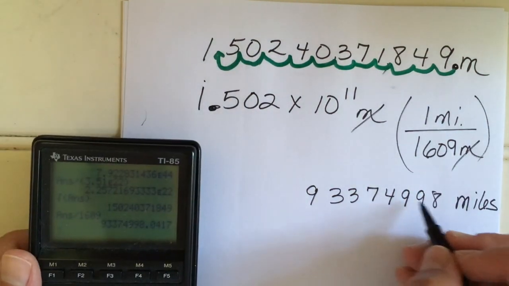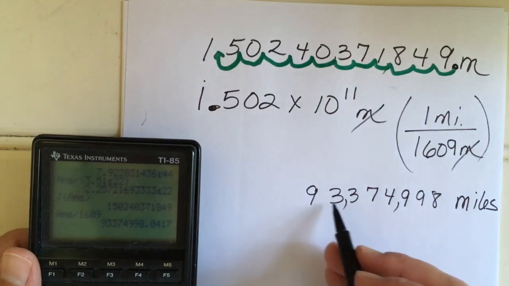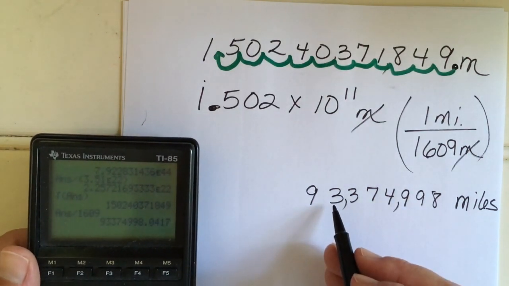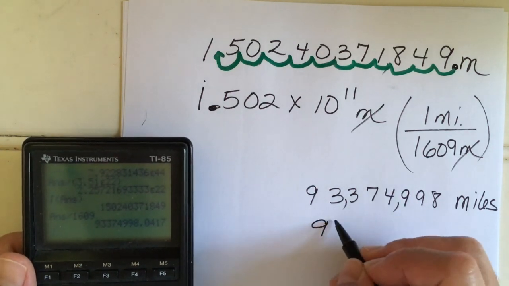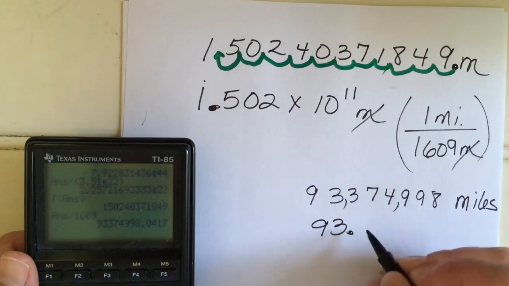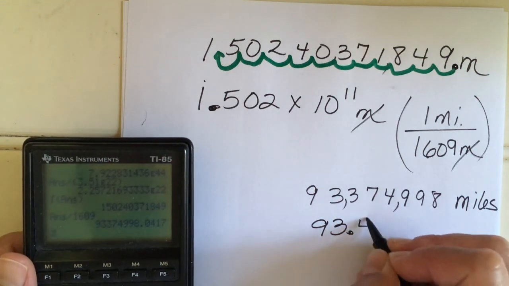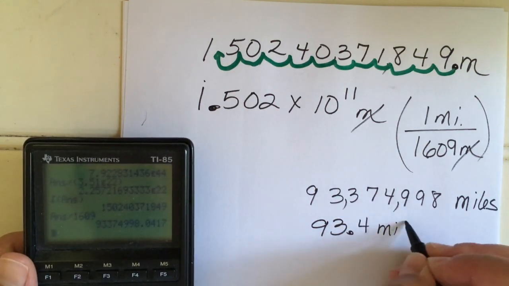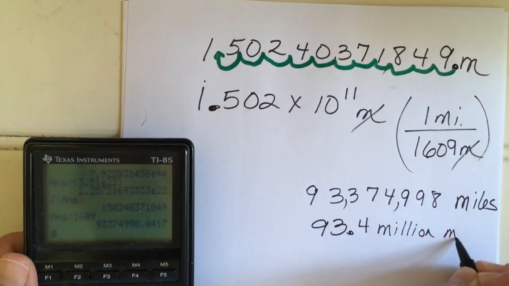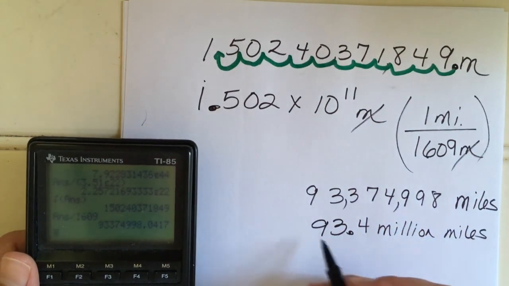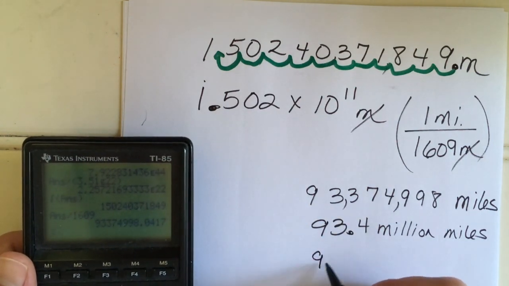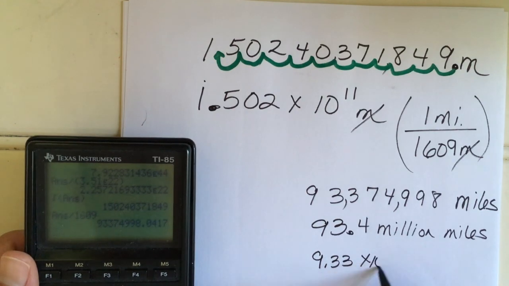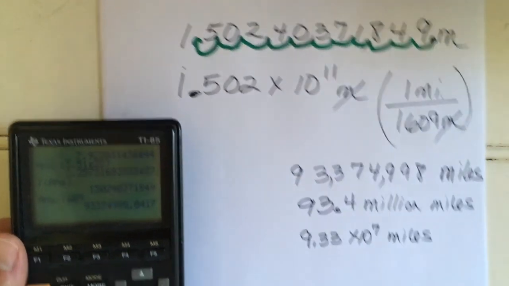So what would that be? Well, looks like 93, would that be a million? 93 million miles. So we're saying here the center of the Earth to the center of the Sun is about 93.4 million miles, or 9.33 times 10 to the 7th miles. Any of those would work.